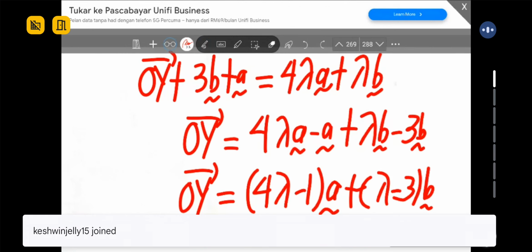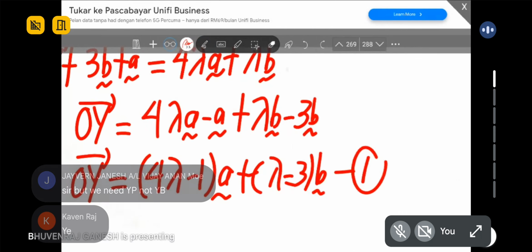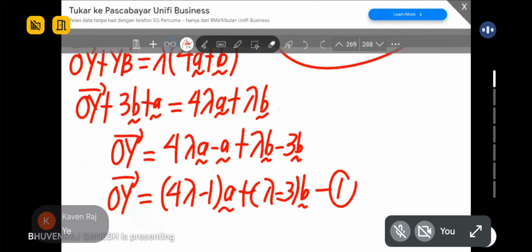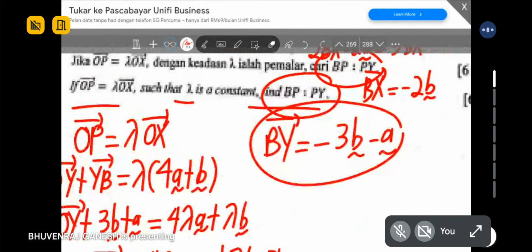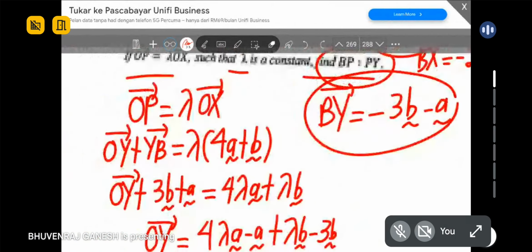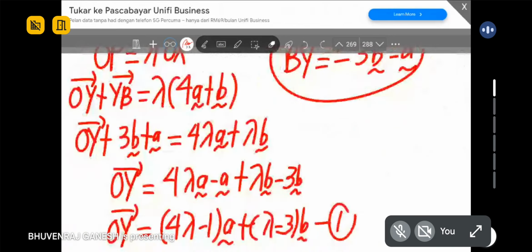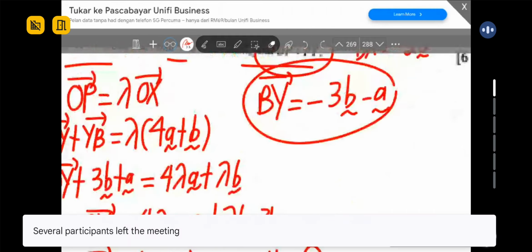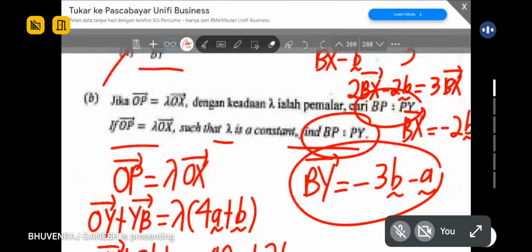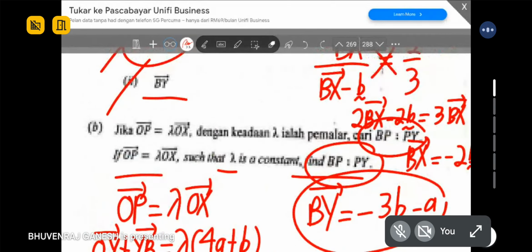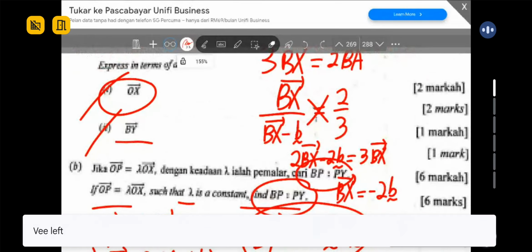Do you guys get this step? All of you? This is your first equation, guys. But we need YP, not YB. Wait, it's okay. It doesn't matter, guys. This one is just for you to find the values only. It just depends what part you guys take. Any part also can, guys, just to solve the equation only.